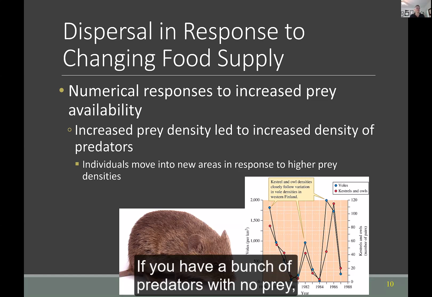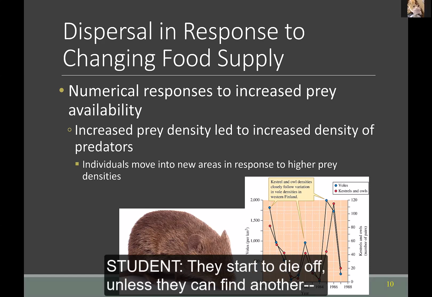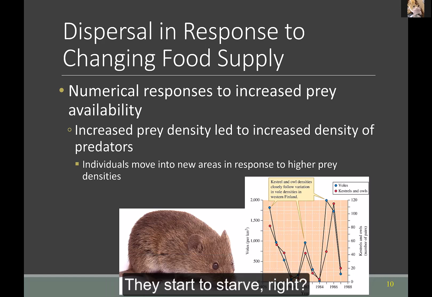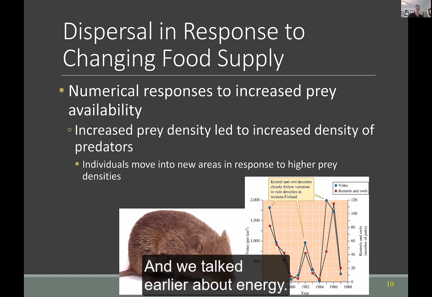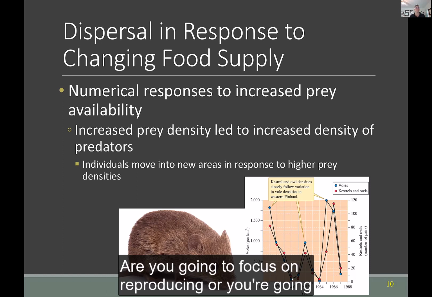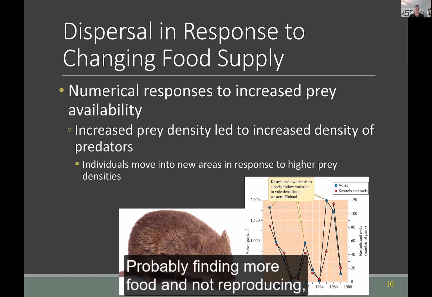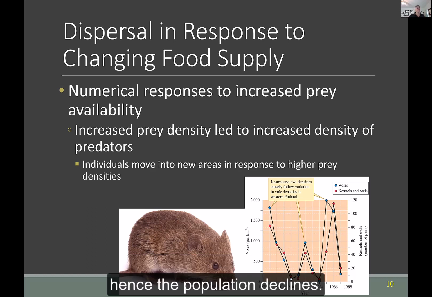If you have a bunch of predators with no prey, what happens to the predator population? They start to die off unless they can find another food source. They start to starve, right? And we talked earlier about energy. If you have a lack of resources, what are you going to focus on? Are you going to focus on reproducing, or on finding more food? Probably finding more food and not reproducing, hence the population declines.